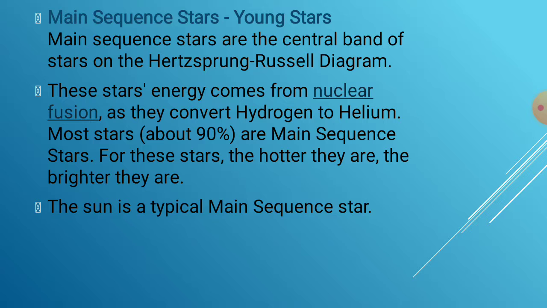Let's see here the main sequence stars. Main sequence stars are young stars. They are the central band of stars on the Hertzsprung-Russell diagram or HR diagram. Already you saw the band in the HR diagram. These stars' energy comes from a nuclear fusion reaction as they convert hydrogen to helium. Most stars, about 90%, are main sequence stars. For these stars, the hotter they are, the brighter they are. The sun is a typical main sequence star. Our sun also belongs to the main sequence, a young star.